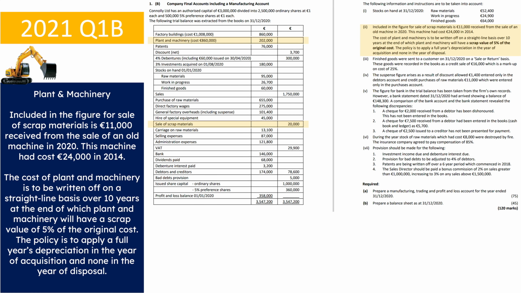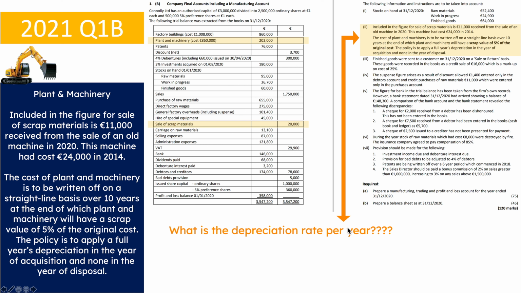So 2021, question 1B. It was adjustment number 2. Included in the figure for sale of scrap materials is €11,000 received from the sale of an old machine in 2020. This machine had cost €24,000 in 2014. The cost of plant and machinery is to be written off on a straight line basis over 10 years, at the end of which plant and machinery will have a scrap value of 5% of the original cost. The policy is to apply a full year's depreciation in the year of acquisition and none in the year of disposal. Okay, so this is an unusual one.